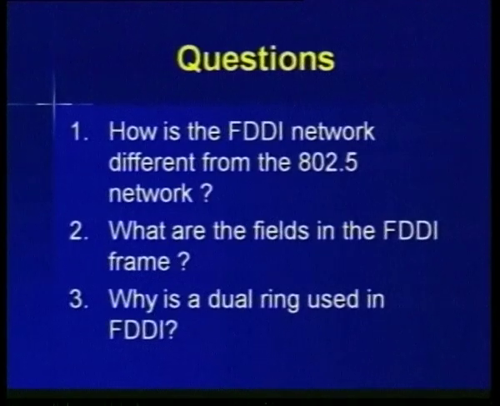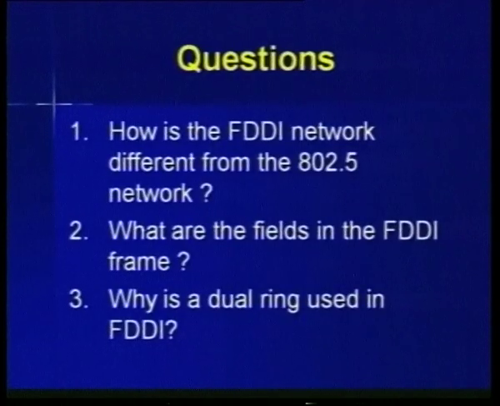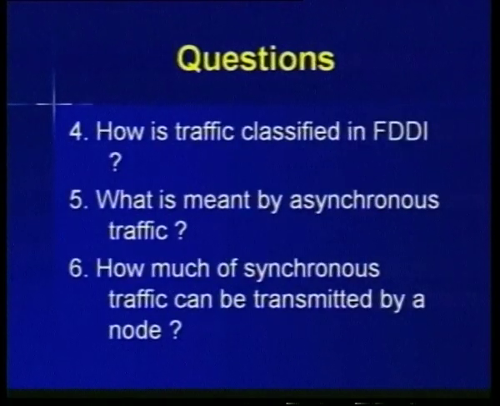A few questions for you to review what has been done today. First, how is the FDDI network different from the 802.5 network? Now, this is actually a large question because many of the points that we have looked at will get covered in this question, but if you can at least identify the key features, that will be a good review. Second, what are the fields in the FDDI frame? Third, why is a dual ring used in FDDI? Fourth, how is traffic classified in FDDI? Fifth, what is meant by asynchronous traffic? Sixth, how much synchronous traffic can be transmitted by a node? If you are able to answer these questions, I think you will have a good review of what we have learned today in the FDDI protocol.